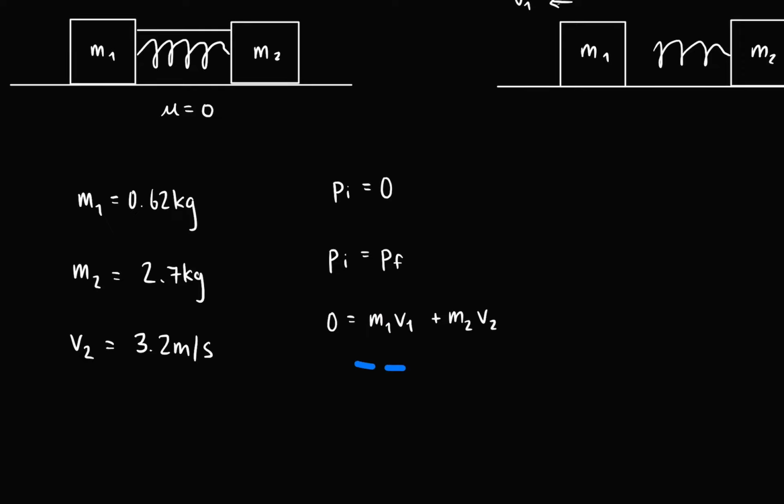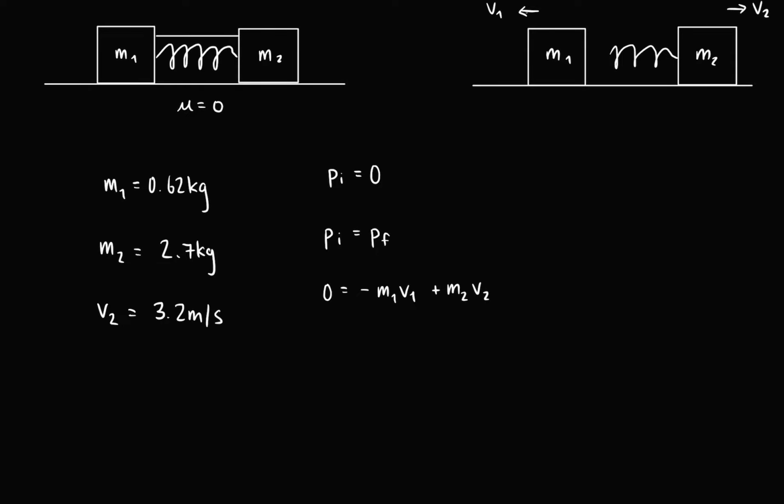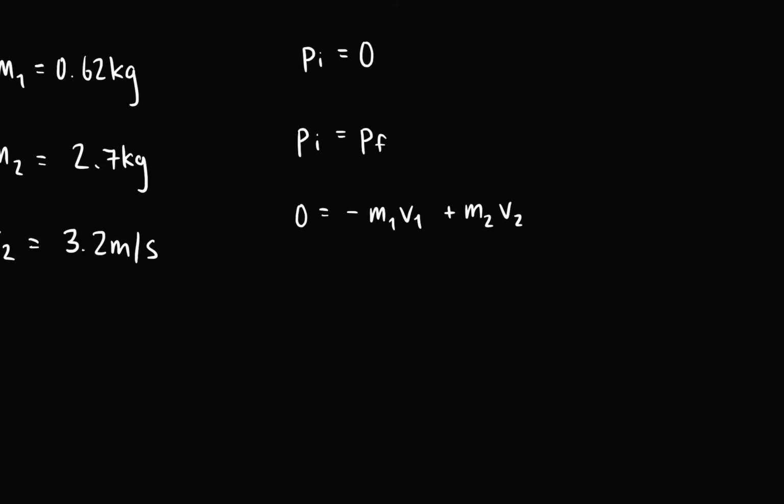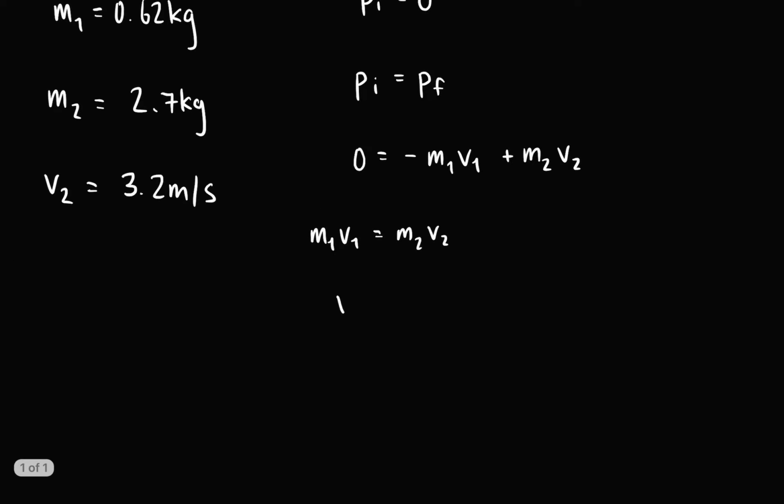However, we note that momentum is a vector, and so direction matters. We're going to make left negative, and so m1 v1 is going to be a negative value. Noting this, we can then equate these two by moving m1 v1 to the other side, so we have m1 v1 is equal to m2 v2. Afterwards, solving for v1 is very simple. v1 is equal to m2 v2 over m1.